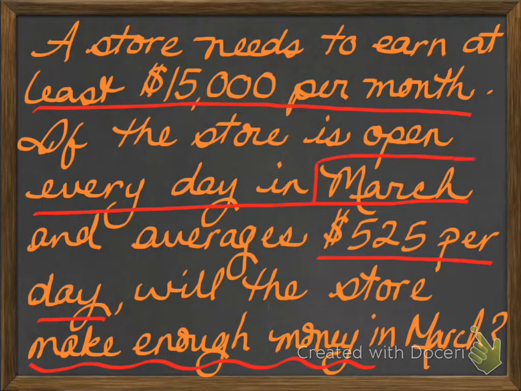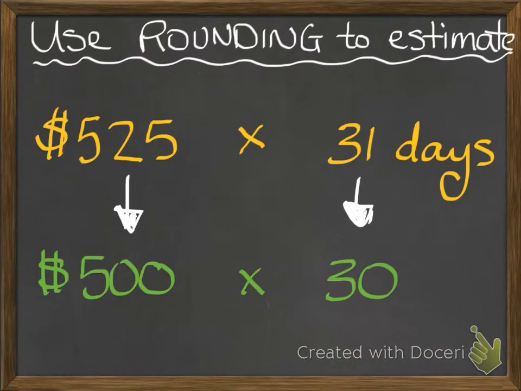Well, there's something in there I need to figure out. It says every day in March. So I have to think about how many days there are in March. I know that March has 31 days in it. So if I multiply the $525 a day times 31 days, will the store make enough money to equal $15,000? So here I have written down that problem.